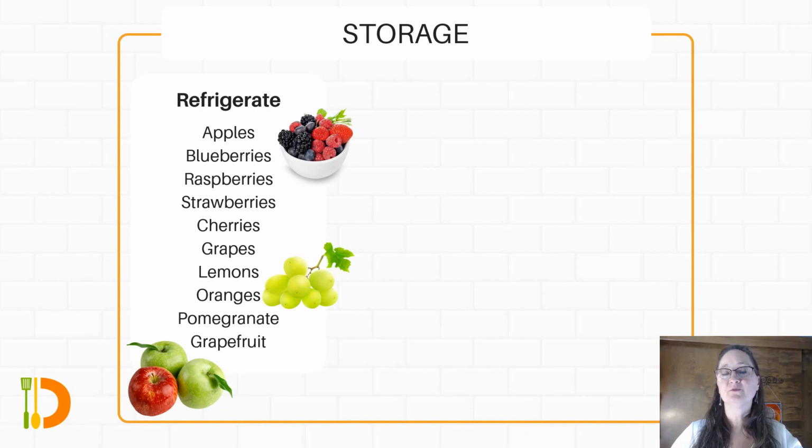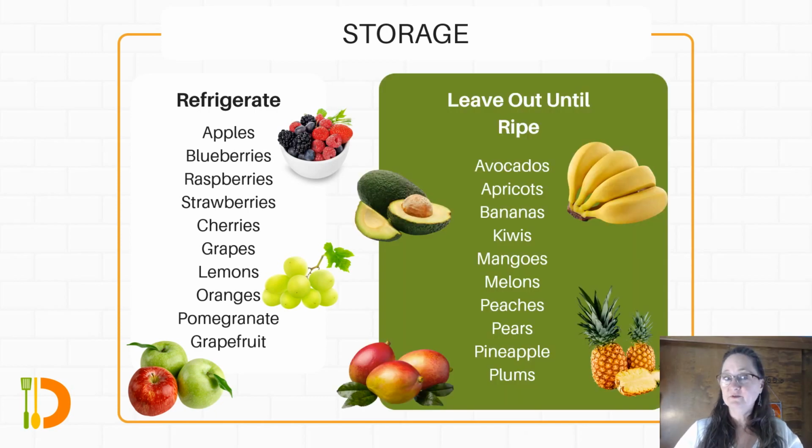Different fruit needs to be stored in different places for ideal flavor and shelf life. Fruits that should be refrigerated as soon as you bring them into your kitchen include apples, blueberries, raspberries, any kind of berries, cherries, grapes, lemons, oranges, pomegranate, and grapefruit. Those that can be left out at room temperature include avocados, apricots, bananas, kiwis, mangoes, melons, peaches, pears, pineapples, and plums. Note that once these are ripened, most fruits should be placed in the refrigerator to extend their shelf life.